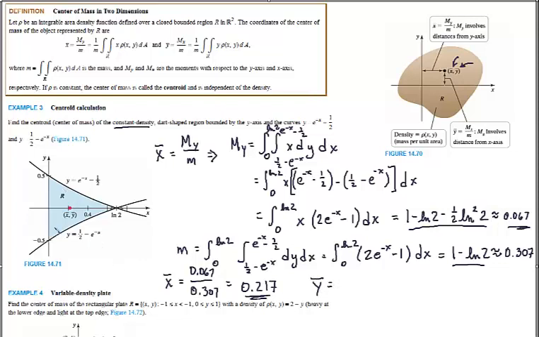Next thing I need to do is get that y-coordinate point. However, if I notice the symmetry of this particular shape, I can see that whatever is on the top is on the bottom, and because I have a constant density, I can say that this centroid will be along the x-axis, so that y-coordinate point would be 0. You can go through the motions and get that value, but what you'll end up with is a 0, so this coordinate point would then be 0.217, 0. And that would be your center of mass, or your centroid.